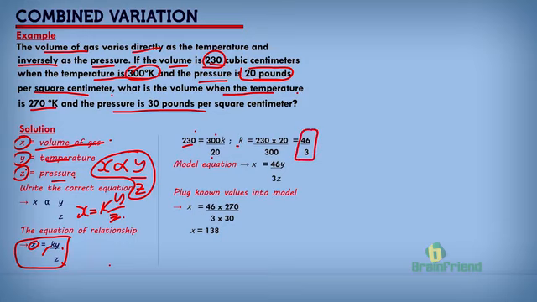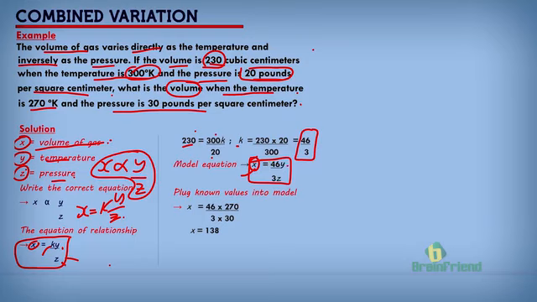So we have a value for k. We take that and plug it into our equation of relationship. That gives us a model equation. So we have 46 over 3 times y over z. And this is our model equation. Our model equation is quite useful in that all we need to do to find the missing variable is to impute our known values. x is the variable in question. We've been asked to find the volume, represented by x. So x is the unknown.